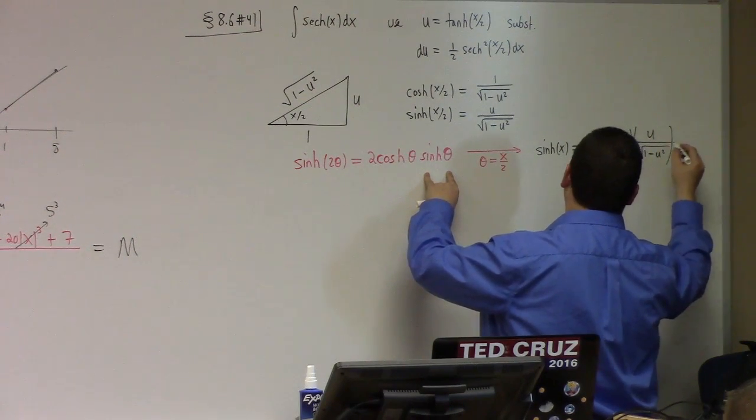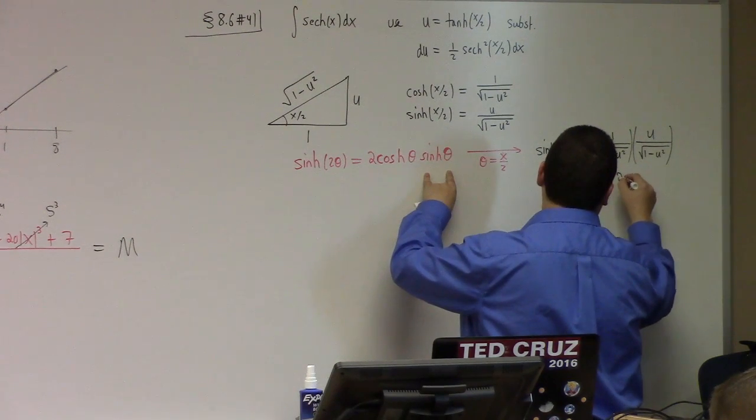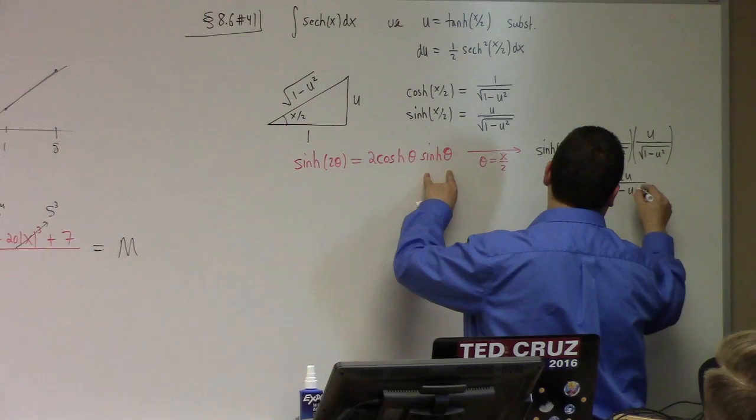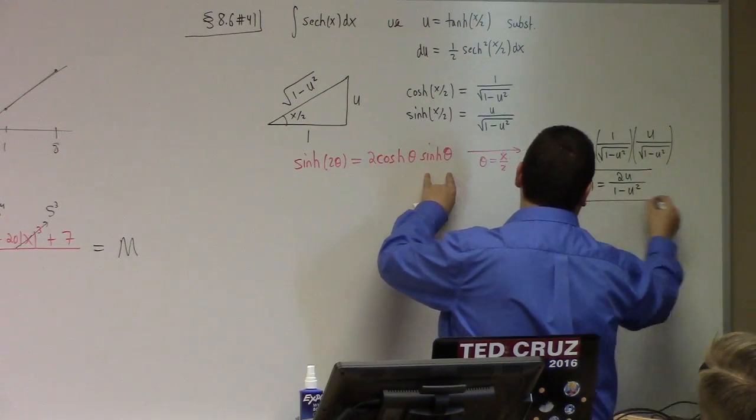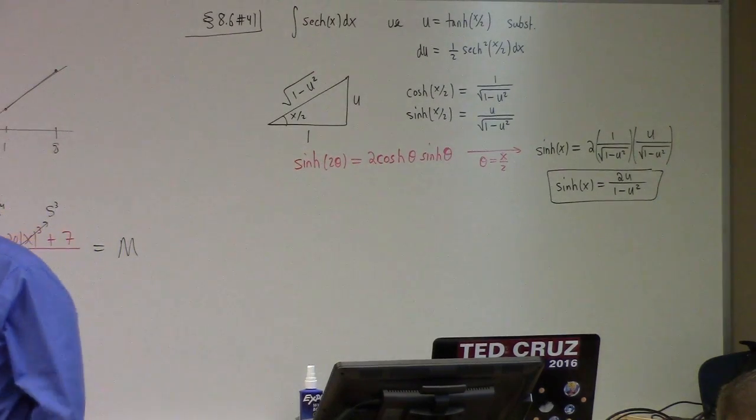Right, so, check it out. So what we get, therefore, sinh x is what? Sinh x is 2u over 1 minus u squared. So it's an awful lot like what's in the corner over there for our sine integral, but just slightly different, right? There's that 1 minus u squared.